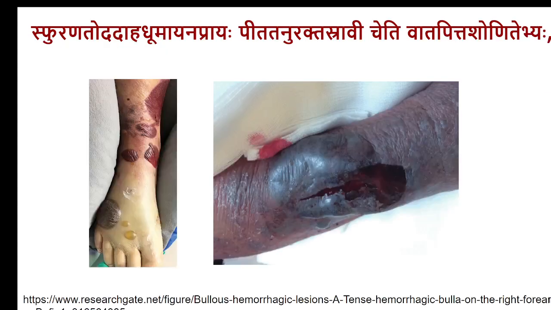The Spurana Tosla Dumaya Praya Pitta Tanu Rakta Stravicheti Vata Pitta Shonitebhya. Vata Pitta Kapha Raktaja Vrana. There would be huge hemorrhaginous discharges. Now, hemorrhaginous discharges which are present in the pockets where there would be Pitta Tanu Rakta Stravi and Spurana Tosla Dumaya Praya, acute sepsis. It can occur in case of many gram-negative infection pathologies.